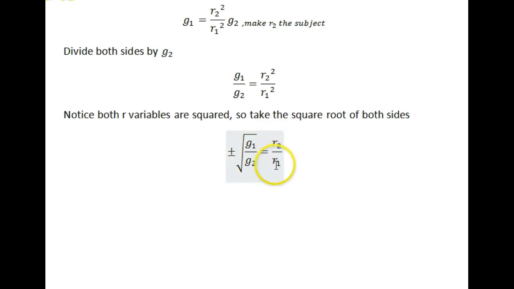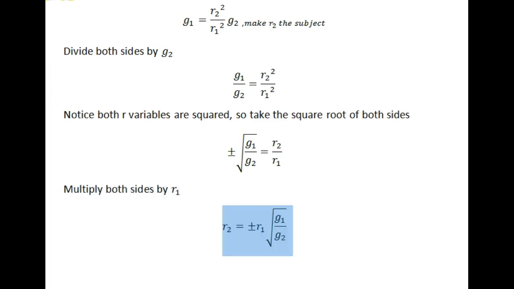Now it's quite easy to get R2 by itself. It's being divided by R1, so the inverse operation is to multiply both sides by R1. So we can then flip it around as well. When we multiply R1 on this side, the R1s cancel out, leaving R2, and we're left with R2 equals plus or minus R1 multiplied by the square root of G1 over G2.